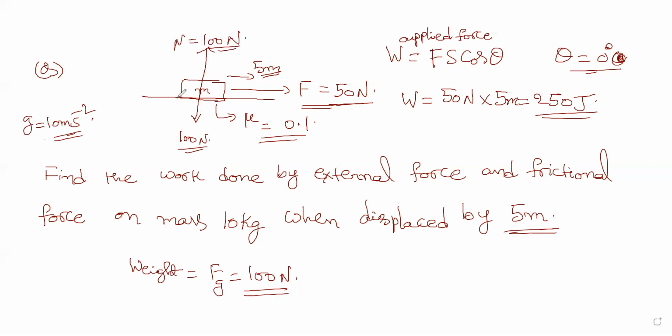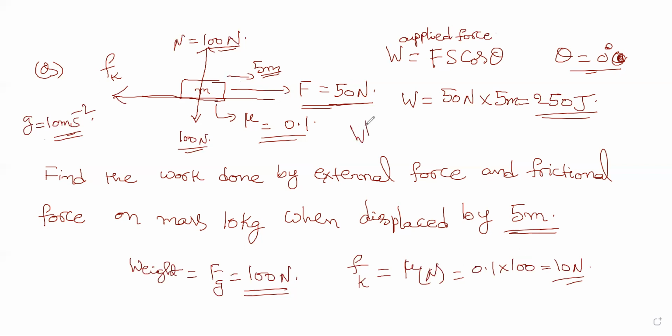And now the kinetic friction, Fk, will be acting in the opposite direction. How to calculate? Mu times N. Mu is 0.1 times N is 100. So that is about 10 newtons. But the 10 newton force is acting backwards and the displacement is forward.